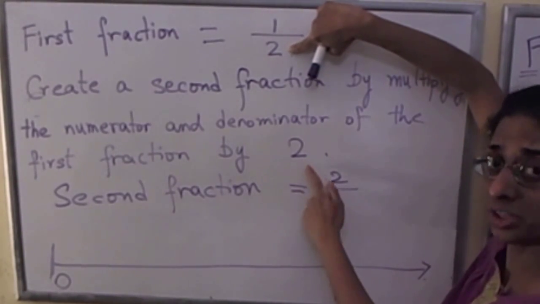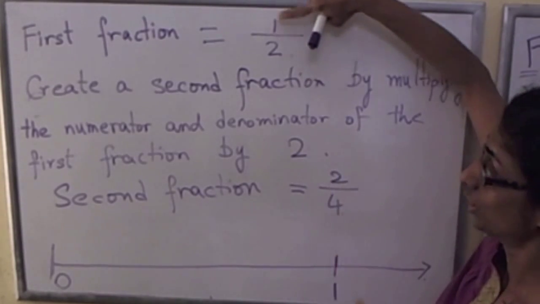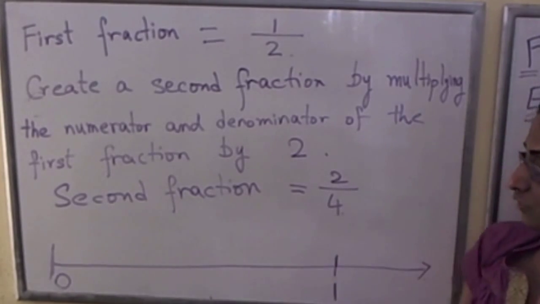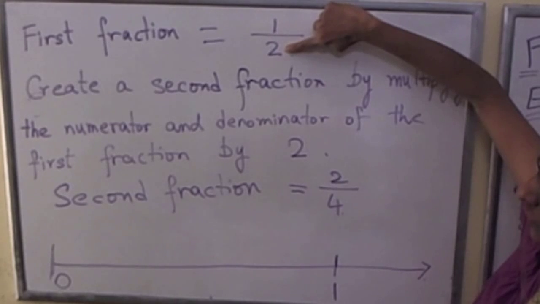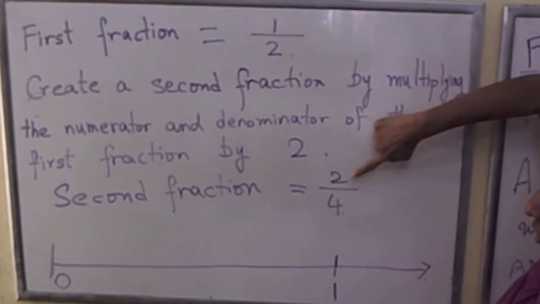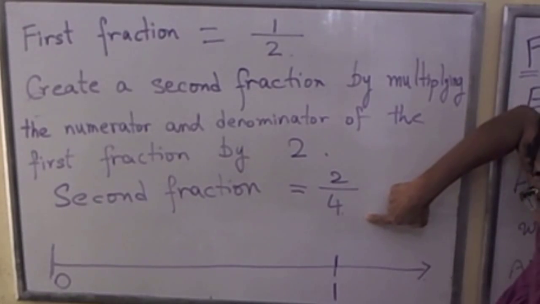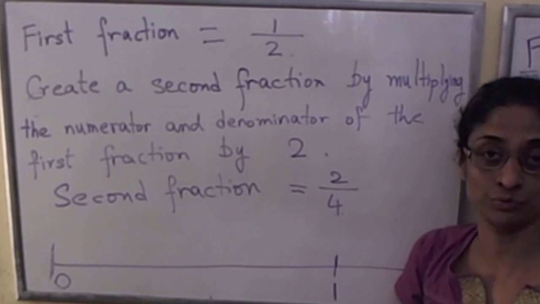Why 2? I just picked 2 for now. In another activity we can try a different number. So I have the first fraction 1 over 2. I'm going to create my second fraction by multiplying the top and bottom of this fraction by 2. So 1 times 2 is 2, 2 times 2 is 4. So I now have the second fraction. So look, I have now two fractions, 1/2 and 2 over 4.